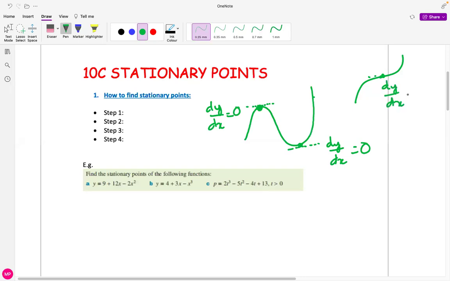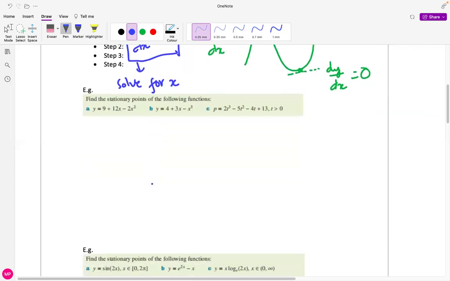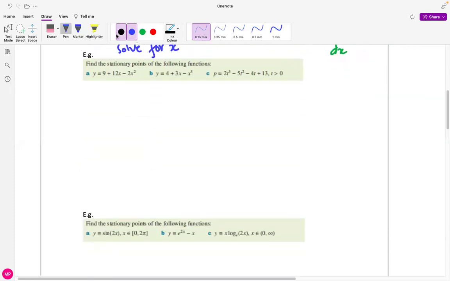So the derivative equals zero. For that reason, the idea of how to find the stationary point of a function is that we're going to differentiate it, and then we're going to let the derivative equal zero. That's pretty much it. And then we can solve for x. Once you solve for x, you can substitute and solve for y, and eventually you get the point x and y. Now we're going to go over a few examples of how to get the stationary point.